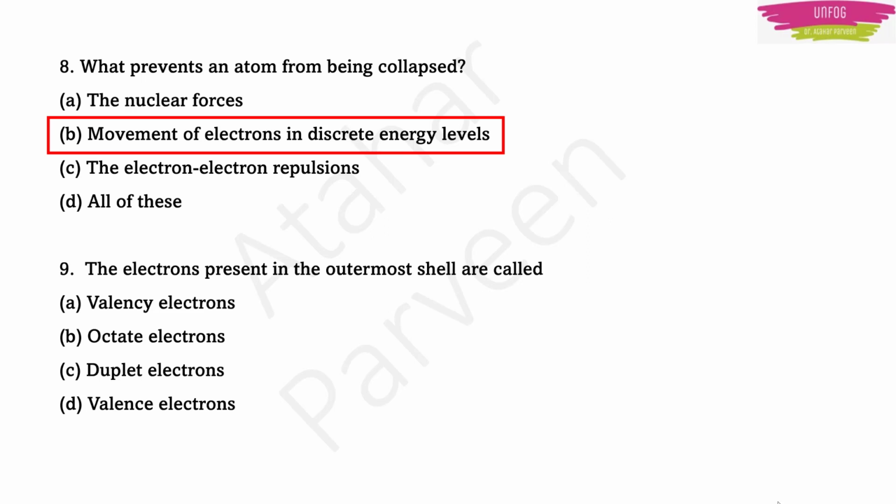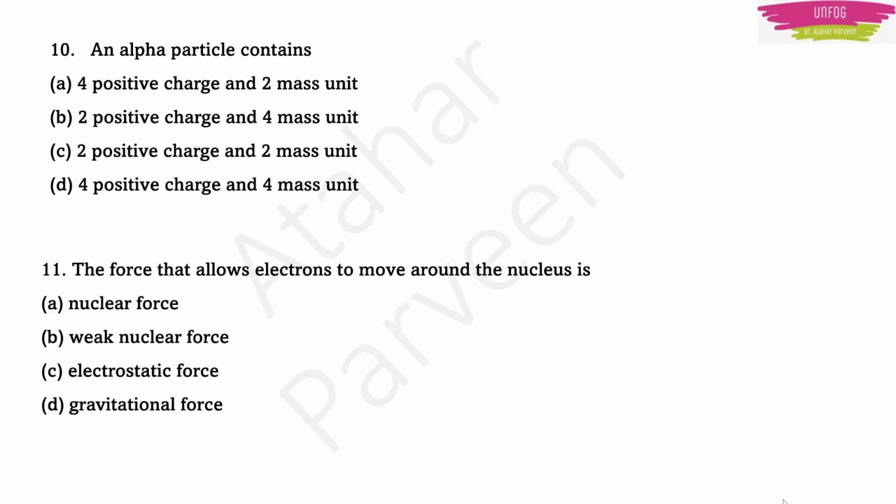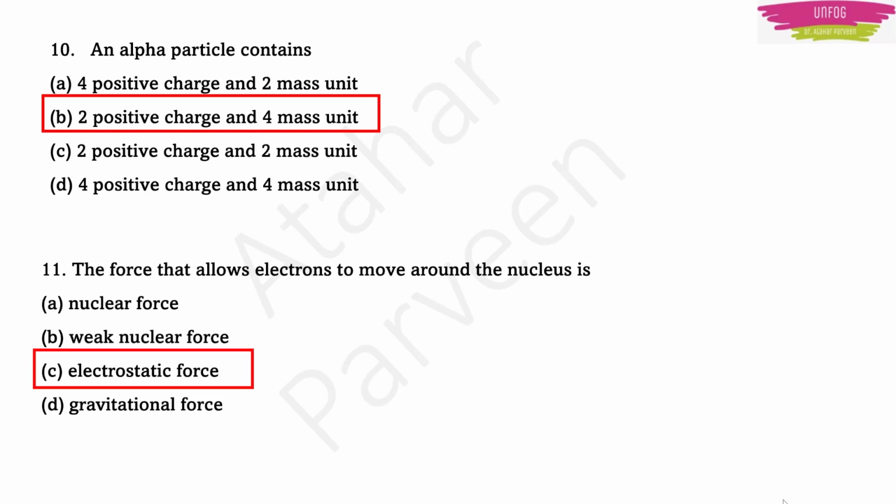Next question. The electrons present in the outermost shell are called? They are called valence electrons. We did not talk much about valence electrons here, meaning we did not use this word, but we talked much about the electrons in the outermost shell, right? So they are known as valence electrons. Okay. Next question. An alpha particle contains, of course, 2 positive charges and 4 mass units. Next question. The force that allows electrons to move around the nucleus is electrostatic force. Okay.